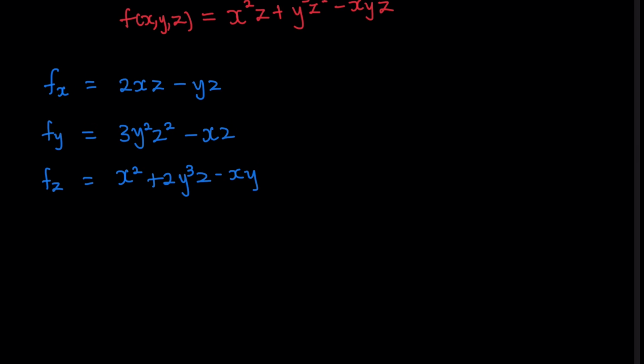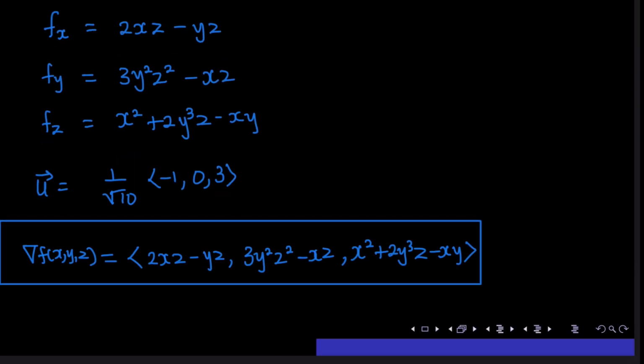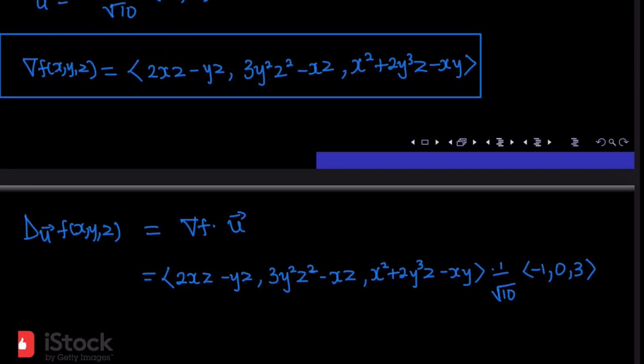And also we have our unit vector to be 1 over root of 10 times minus 1, 0, 3. So we have our gradient vector defined below. That's f sub x, f sub y, and f sub z. So now we move on to compute the directional derivative. The directional derivative is defined to be the dot product between the gradient vector and the unit vector. So we are going to have this. So we now compute the dot product between the gradient vector and the unit vector.